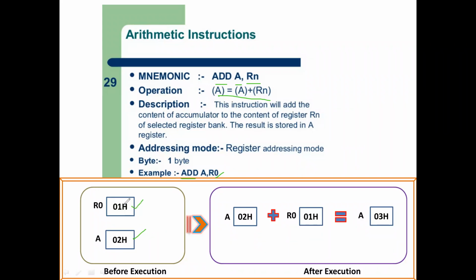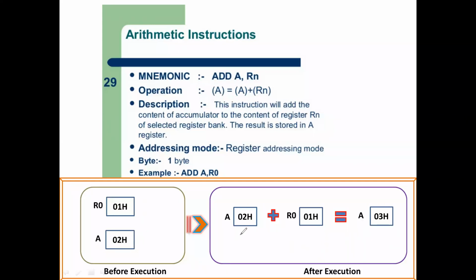See, all the data we should compute only in hexadecimal. We have to calculate in hexadecimal. So now if you add the two values, what is the answer? I have 02H and 01H. What is my answer? 3.